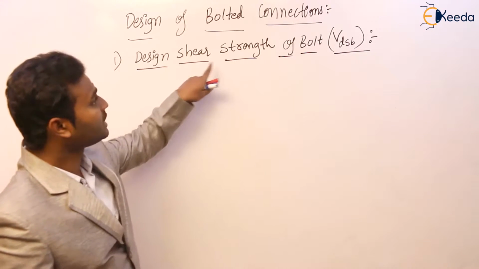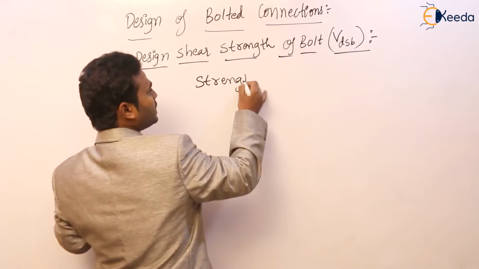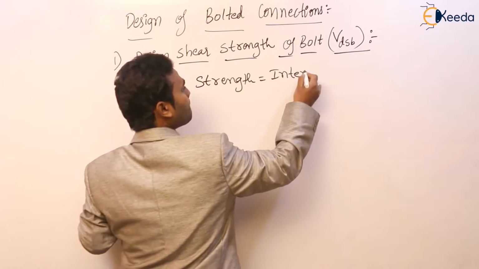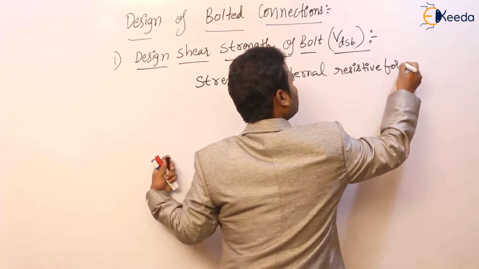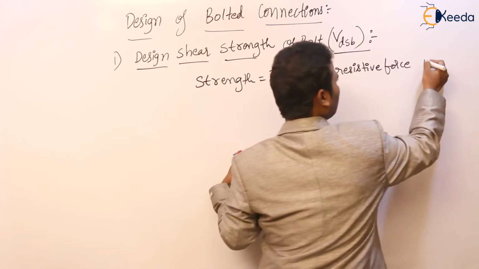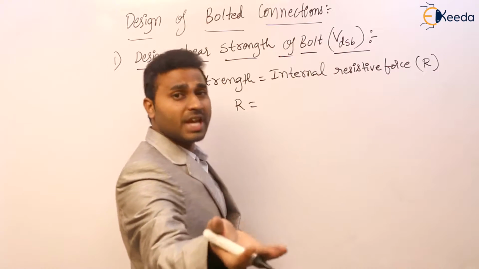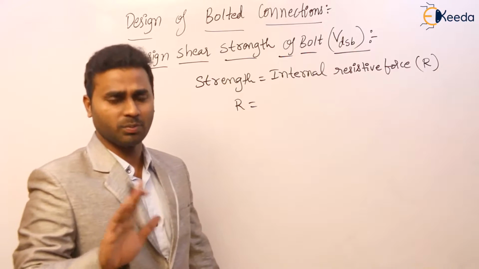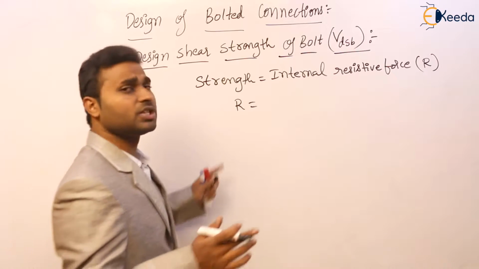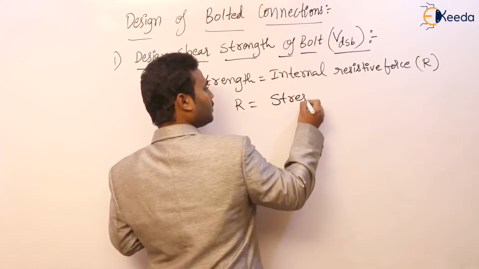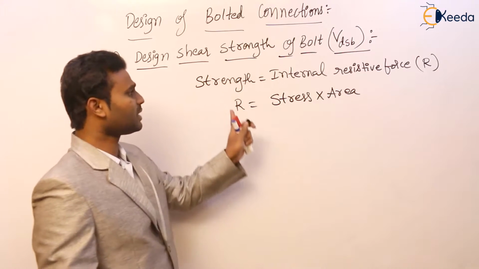Now, design shear strength. Strength is nothing but internal resistive force. To get the internal resistive force, which we represent with R, what is the formula? Stress into area, the area which is undergoing that effect. The most generalized formula. Stress is nothing but the internal resistance developed to the external effect. So force is equal to stress into area. That's it. Everywhere the strength can be expressed in this format only.